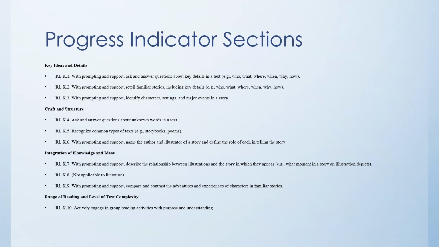There are different sections, so these progress indicators are actually grouped together. You'll see when you look at the standards, there are these headings, and the headings, again, group things together. So there are 3 standards that deal with key ideas and details in the reading literature standard. Then there are 3 that deal with craft and structure. There are 3 that deal with integration of knowledge and ideas. And then there's 1 that's the range of reading. So each of the standards have these subheadings, so you can see how the standards are grouped.